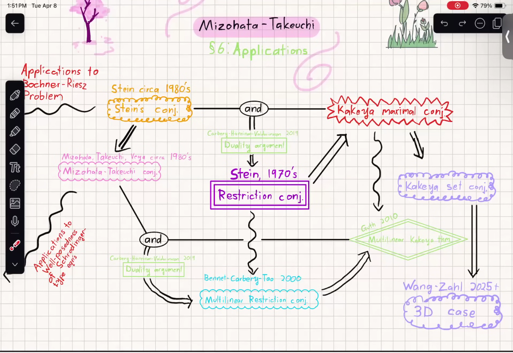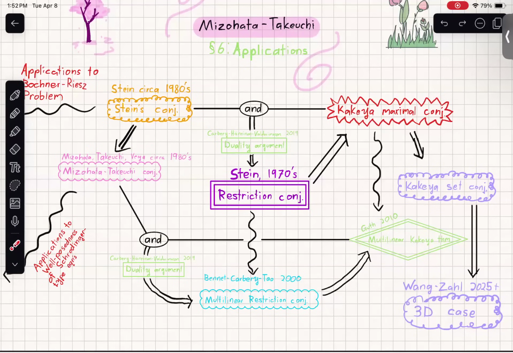Okay, so the Mizohata-Takeuchi conjecture is this thing over here. It's implied by Stein's conjecture. Stein's conjecture is a reformulation of the Mizohata-Takeuchi conjecture, I want to say, except probably it came from around the same time. Also, if you say Stein's conjecture, people will think you mean many different things. So you can say something like weighted L2 estimate using a Kakeya maximal type operator, and then people might know which one you're talking about.